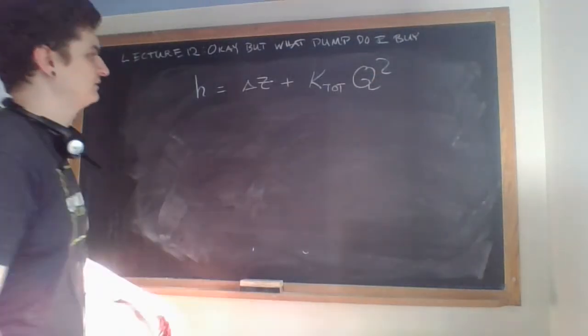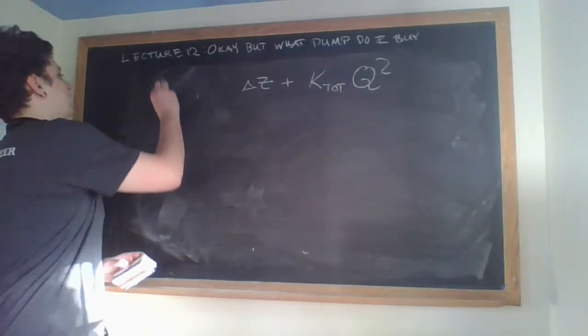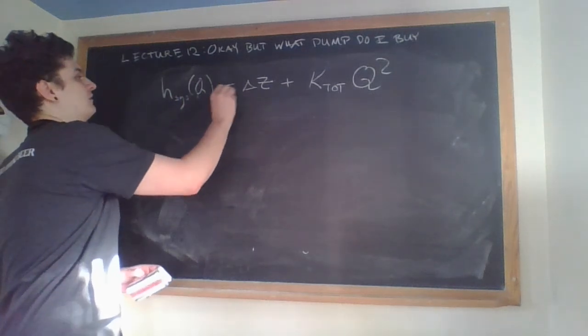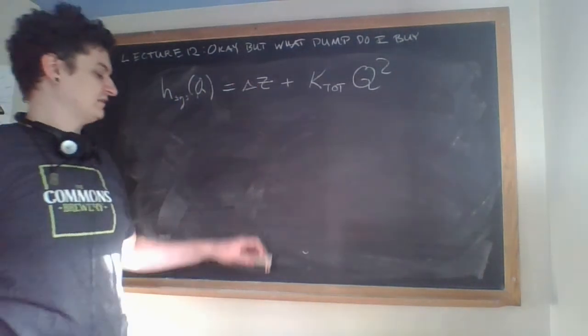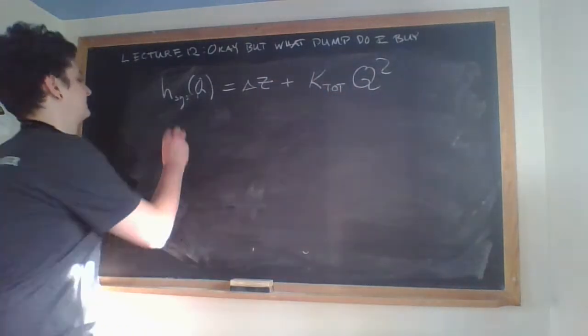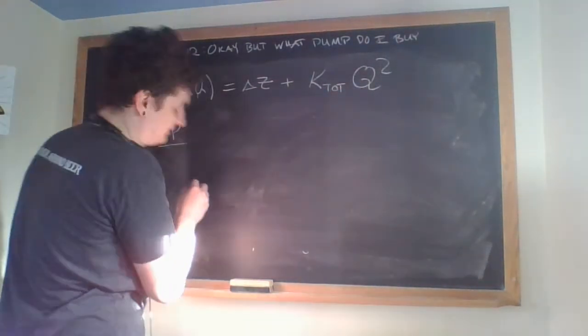Okay? And it's important. Okay? We have an initial delta Z, then K total in the Q. Where does this come from? Well, it just comes from Bernoulli's again, right?